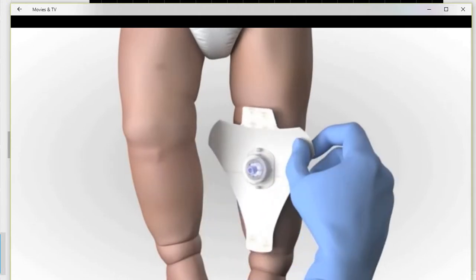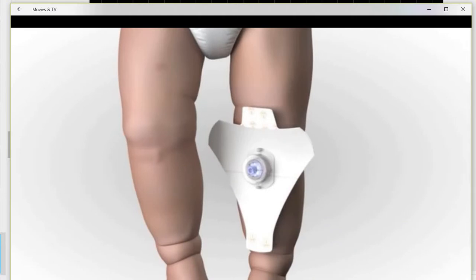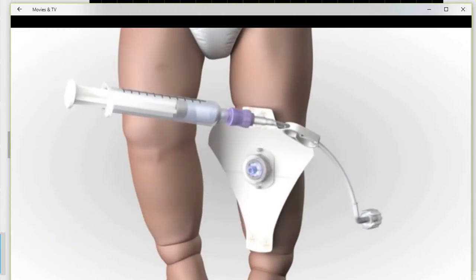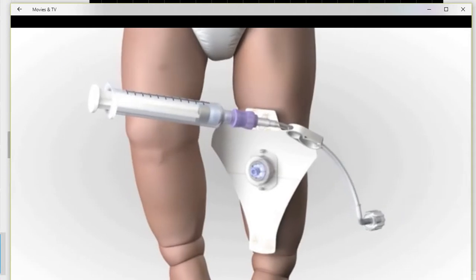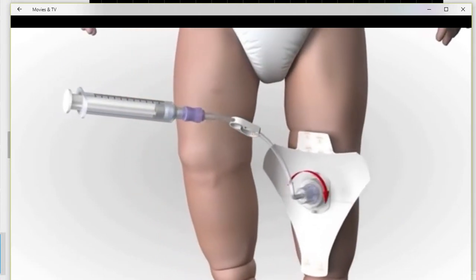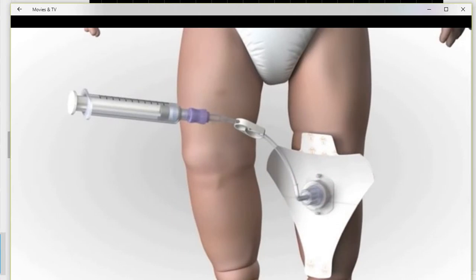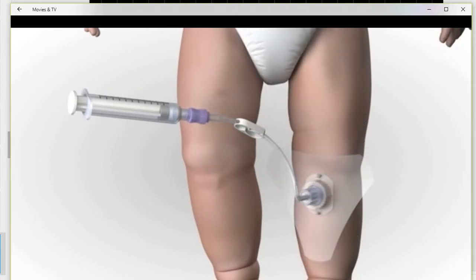Place the EZ-Stabilizer dressing over the hub. Attach a primed EZ-Connect extension set to the hub. Firmly secure by twisting clockwise. Pull the tabs off the dressing to expose the adhesive, then apply to the skin.